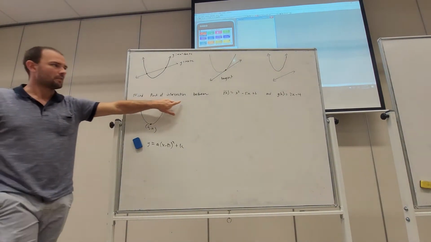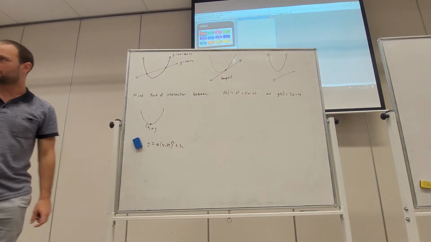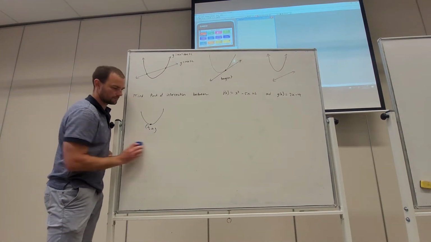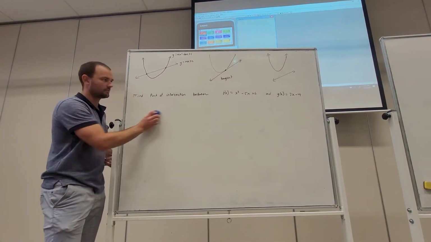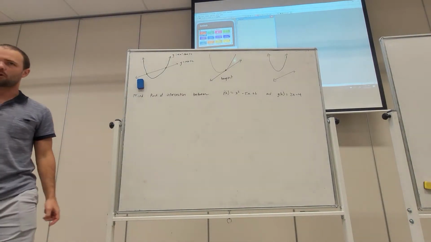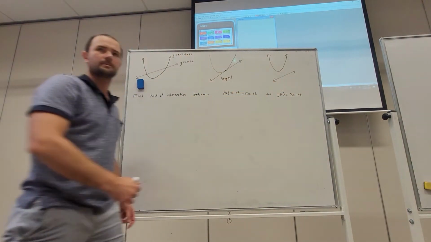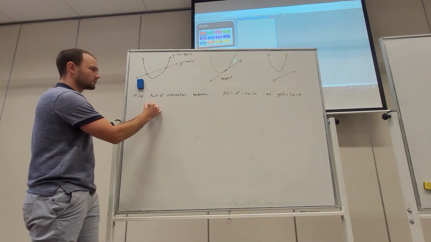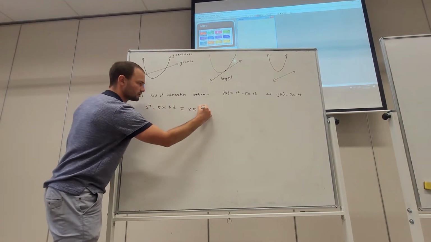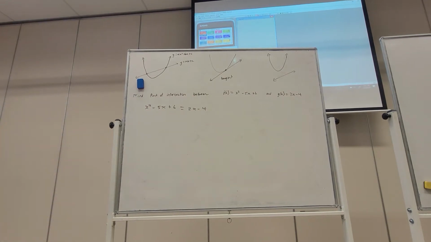So here we need to find the point of intersection between f of x and g of x. We're going to do it manually first, and then we'll use technology to help us. The way we do this is it's going to happen when f of x equals g of x. So that means when x squared take 5x plus 6 equals 2x take 4. It's when they're equal to one another. We're just going to solve for x.